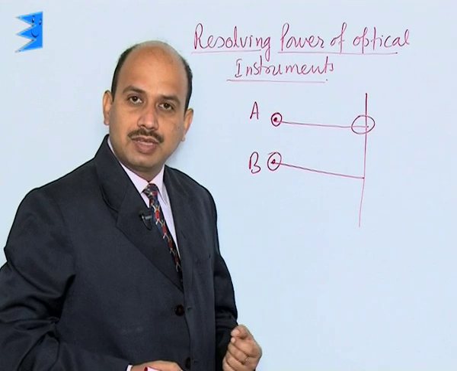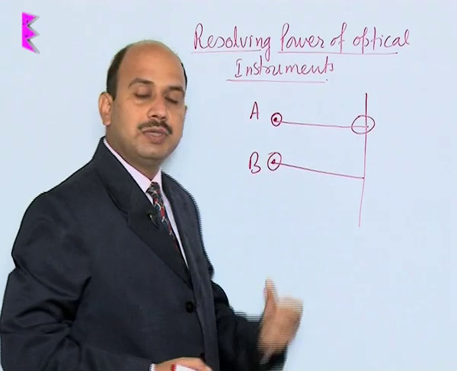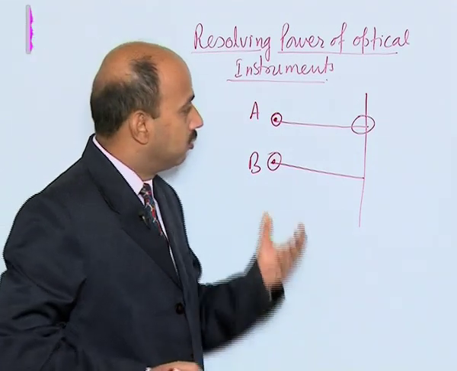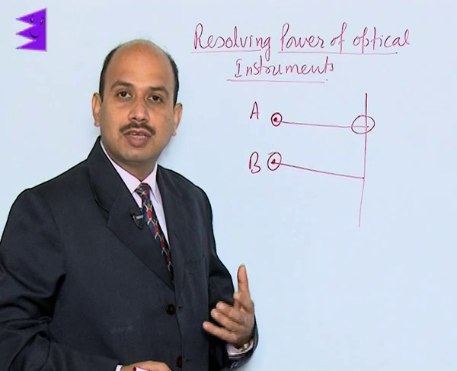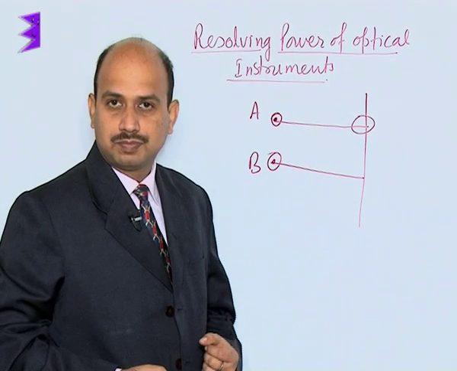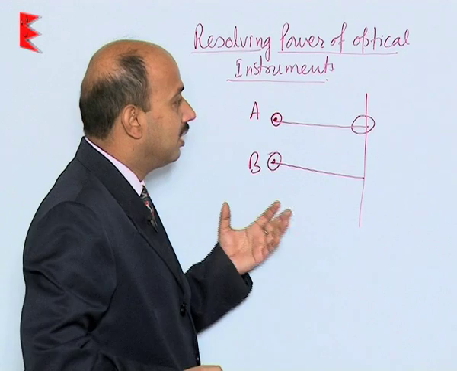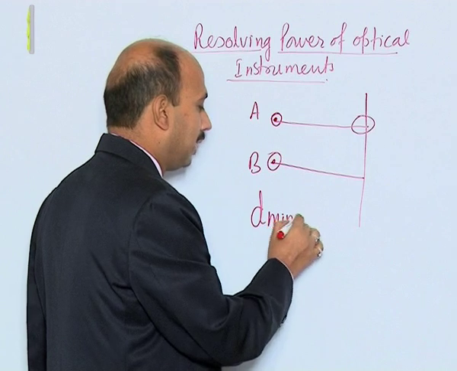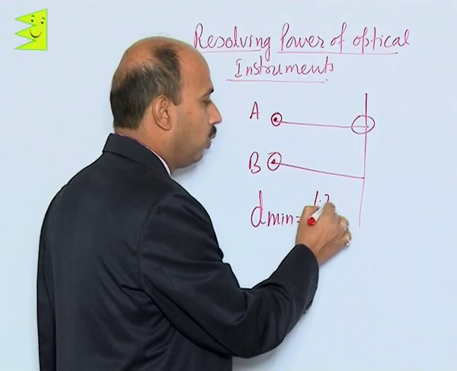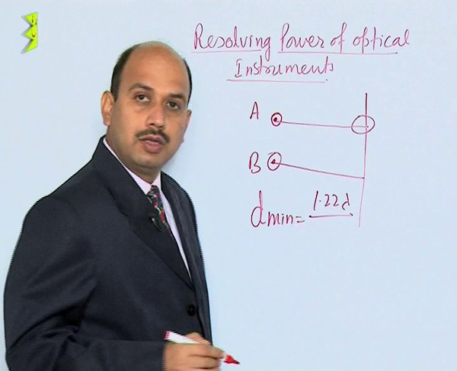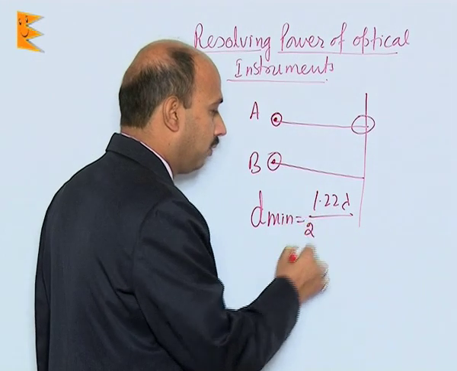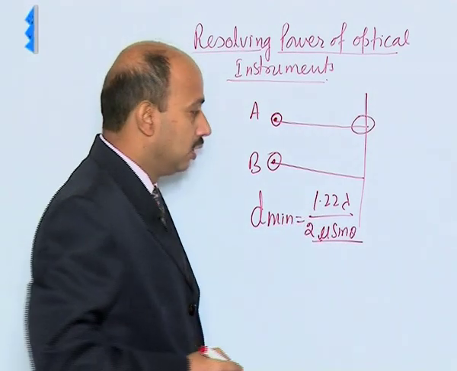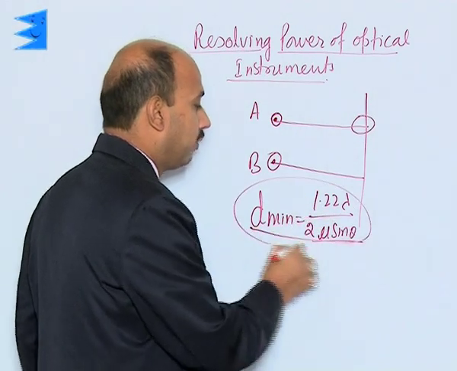So, the minimum distance up to which these two objects can be seen clearly and distinctly by an optical instrument, that minimum distance is known as the limit of resolution. In the case of the microscope, the limit of resolution, d minimum, can be written as 1.22 lambda divided by 2 mu sin theta. So, this is the limit of resolution.